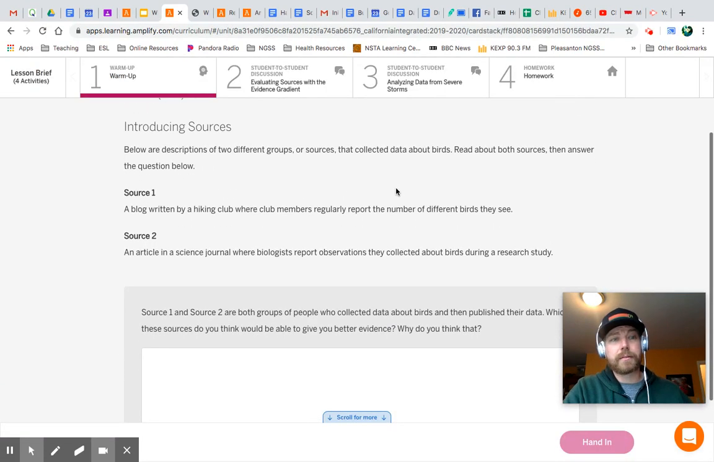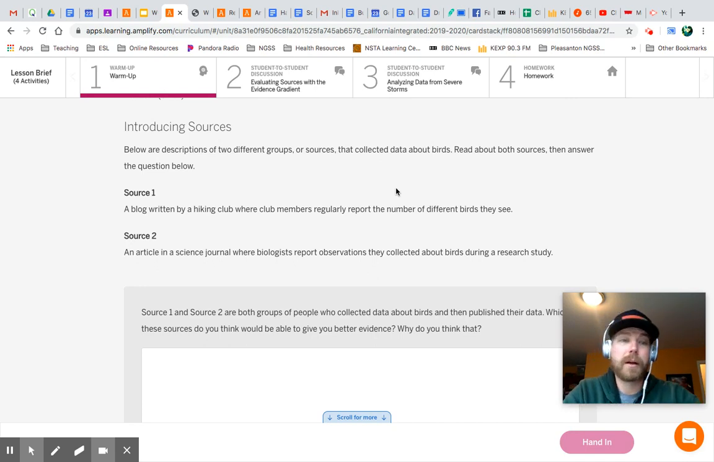So here is our warm-up. Below are descriptions of 2 different groups or sources that collected data about birds. How nice. I love hearing all the birds singing so happily outside of my window. Read about both sources, then answer the questions below.